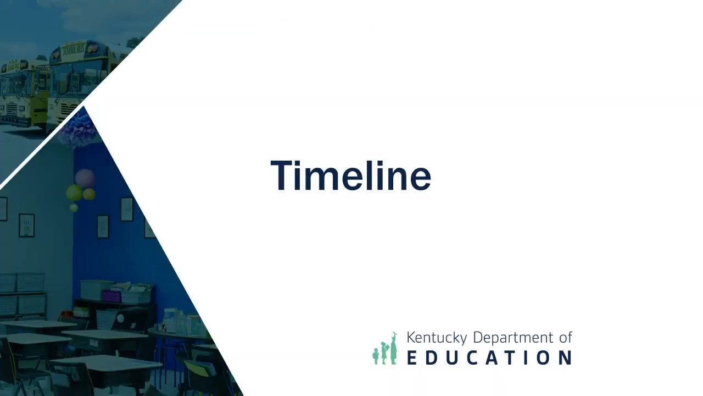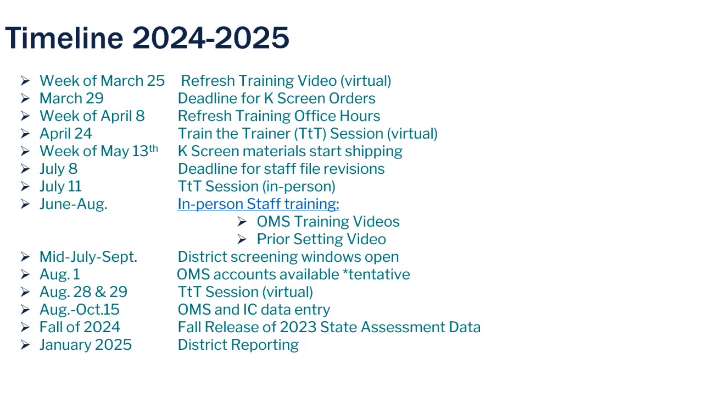Let's take a look at the timeline. The projected shipping date for K-Screen materials is the week of May 13, allowing trainings to begin in June. Please take note of the August 1st date. This is a projected date of when OMS accounts will be available. Please refer to DAC emails to ensure that this date has or has not changed. You will also notice that districts will have access to K-Screen data reporting in January. The scores will then be released in the fall with the fall release of state assessment data.